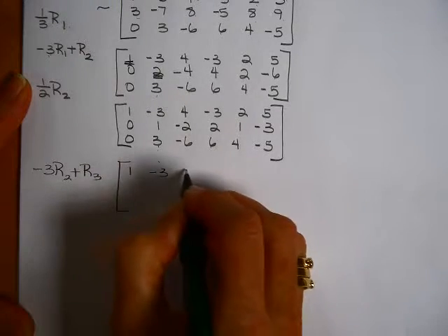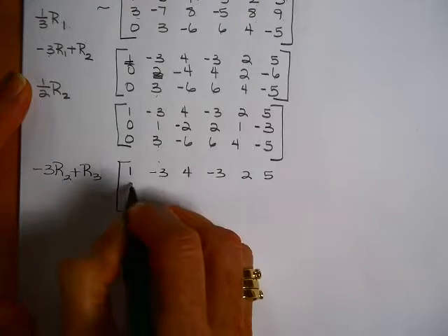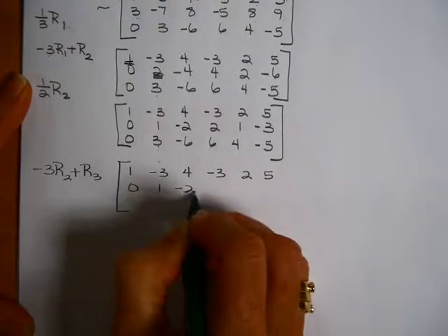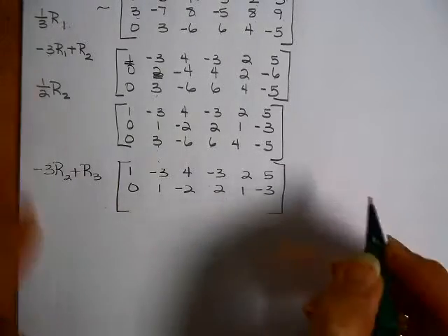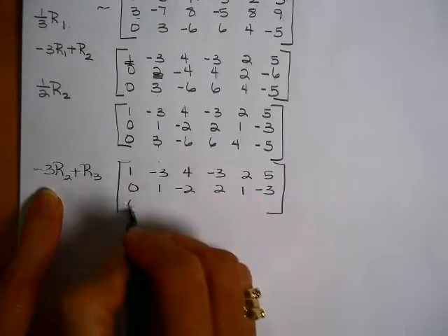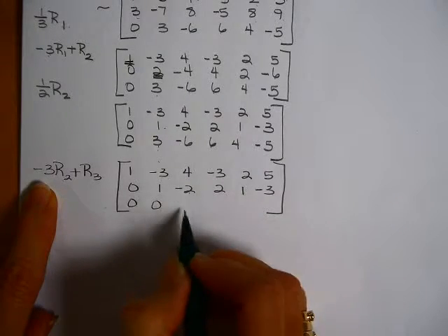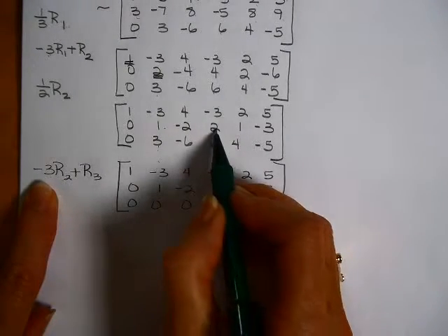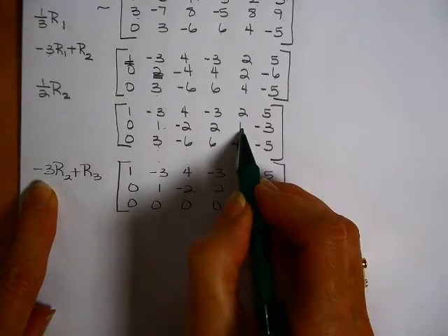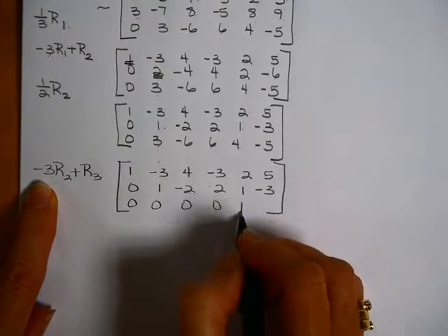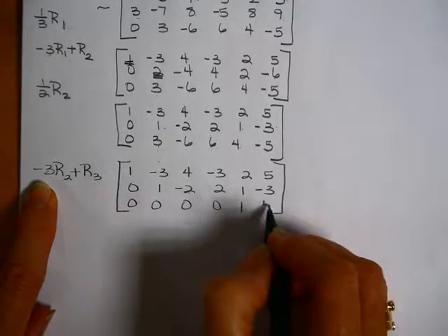Again, ignoring row 1. 0, 1, -2, 2, 1, -3. 0. -3 and 3 is 0. 6 minus 6 is 0. -6 and 6 is also 0. -3 and 4 is 1. 9 minus 5, I believe, is 4.